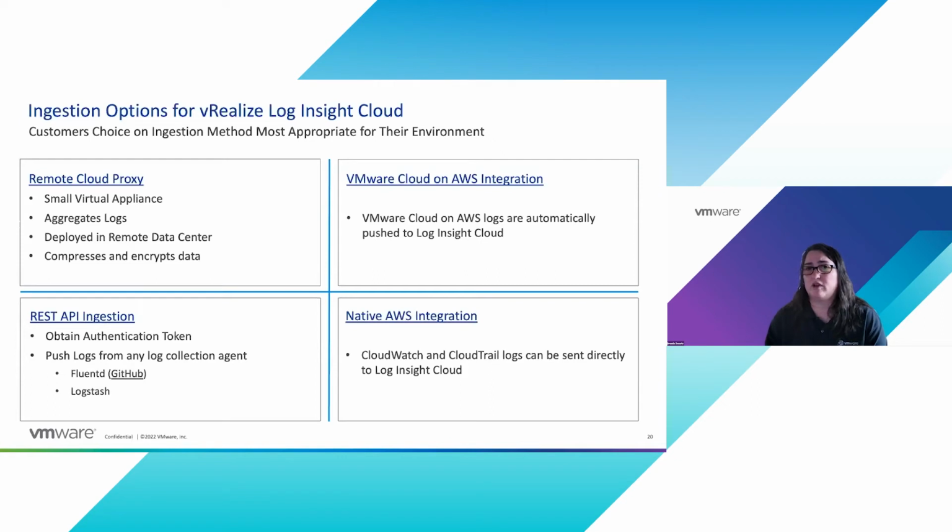On the bottom left, we also have REST API ingestion. You can obtain an authentication token, and then it will push logs from any log collection agent. And top right, VMware Cloud on AWS integration. Now this integration is actually automatic, so you don't have to do anything to have all of your logs from VMware Cloud on AWS pushed to vRealize Log Insight.